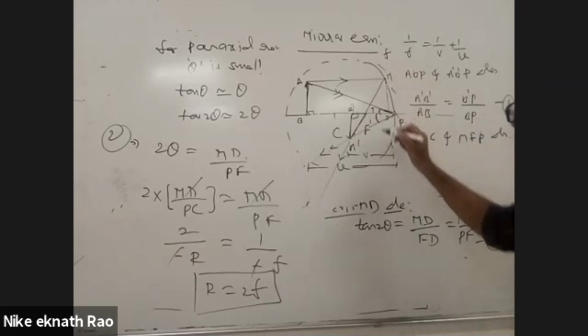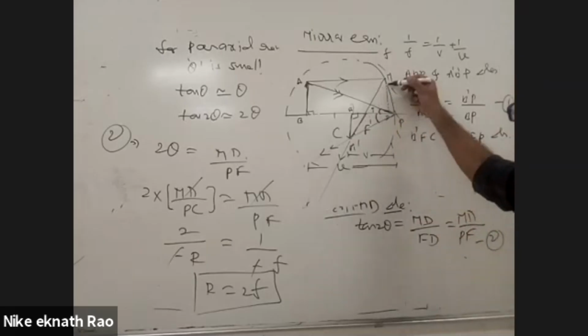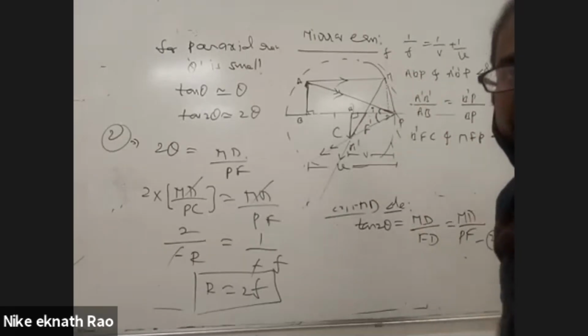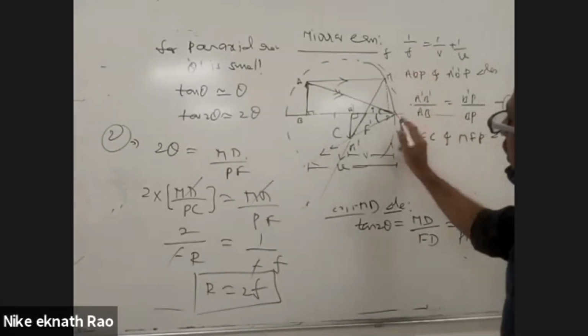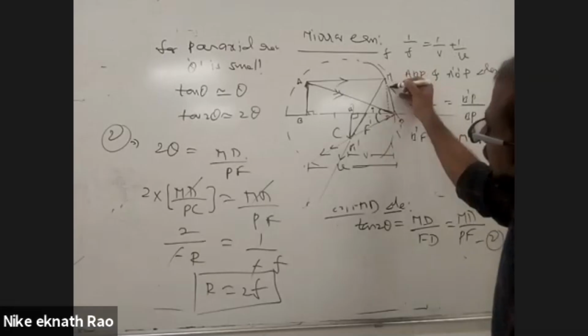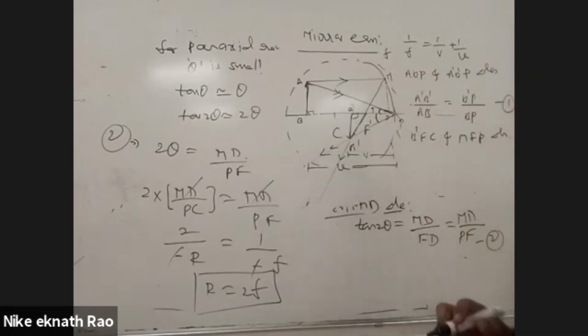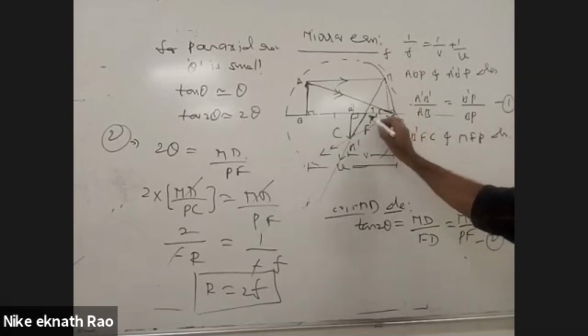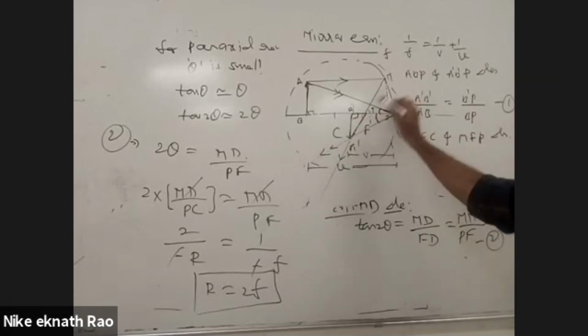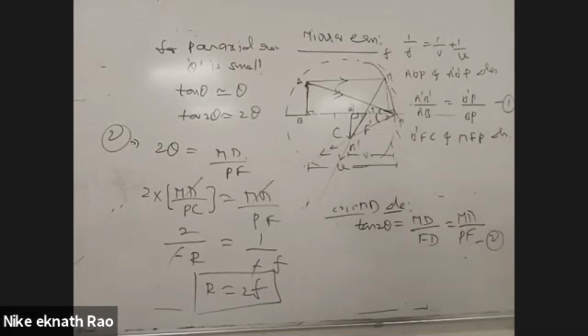If I draw the normal, P and D coincide, so approximately this is also a triangle. For a smaller aperture, for parallel conditions, if I draw a perpendicular, these two coincide, and it is nearly a straight line. When you compare these two, this is a right angle, this is also a right angle, and this angle is equal to this angle. By similarity, I can write that.